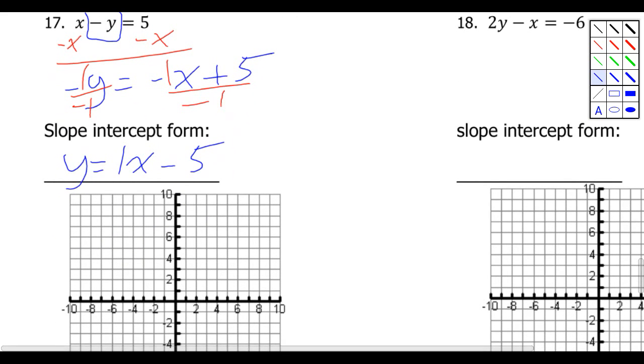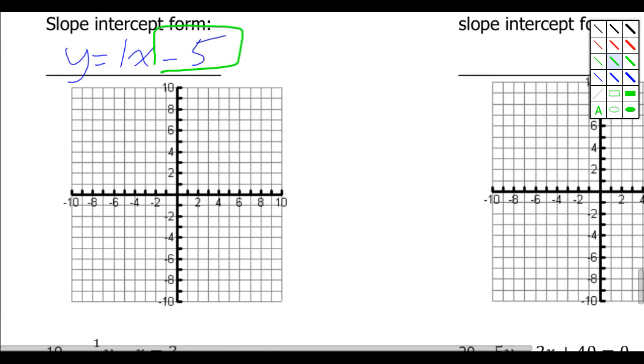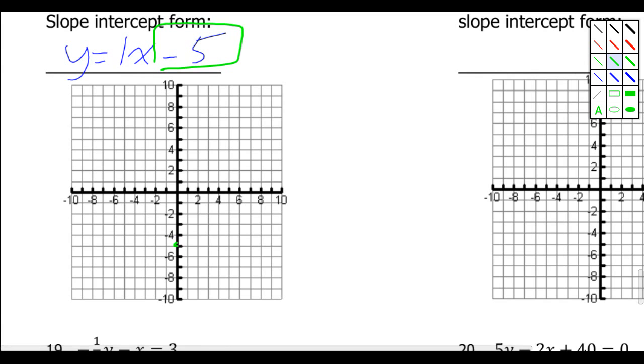So what is my starting place? It's at negative 5 right there. So I'm going to start at negative 5, right down here. My slope is 1, which means I go up 1 and over 1. And it's positive, so I'm going to the right. I'm just putting lots of points that I can put in there.